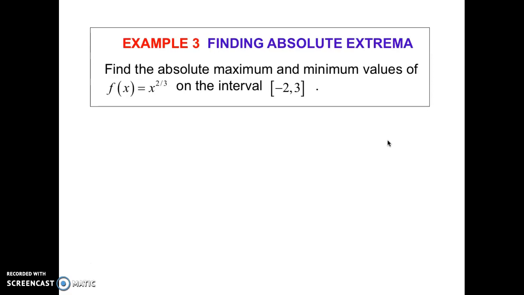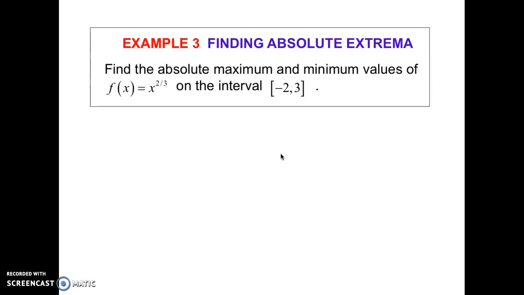Now, let's just go through a couple things that we just went through in this section of the chapter. I want to know the absolute maximum and the absolute minimum value. Remember, those are the output values of the function that are the highest and the lowest. And I have a function that is continuous. X to the 2/3 is a continuous function. And I have a closed interval. So the EVT, or the extreme values theorem, the EVT, is guaranteed here.